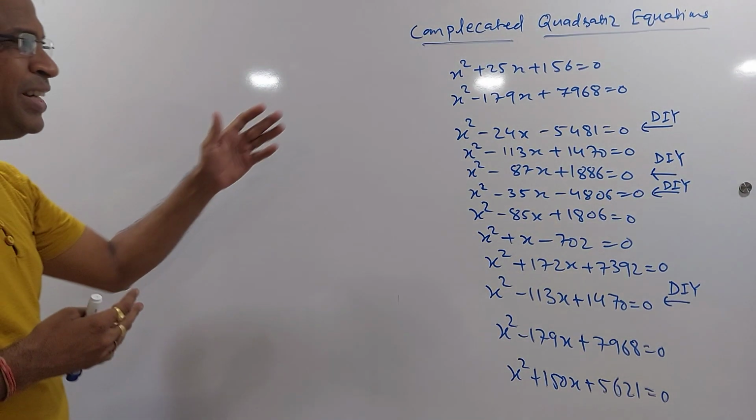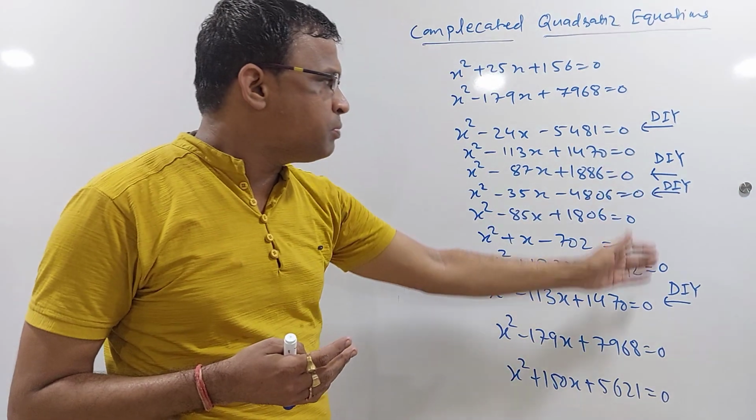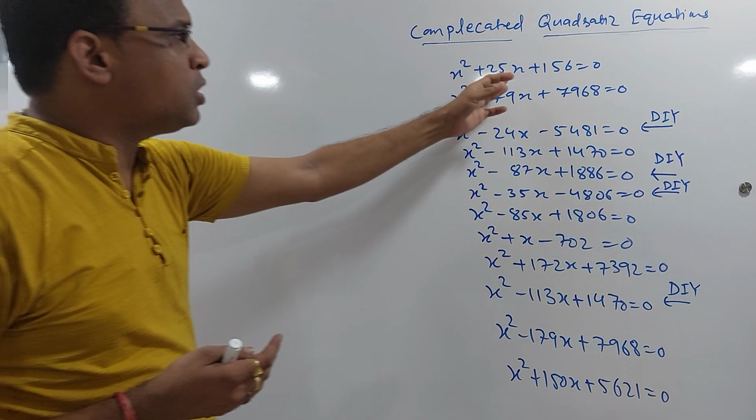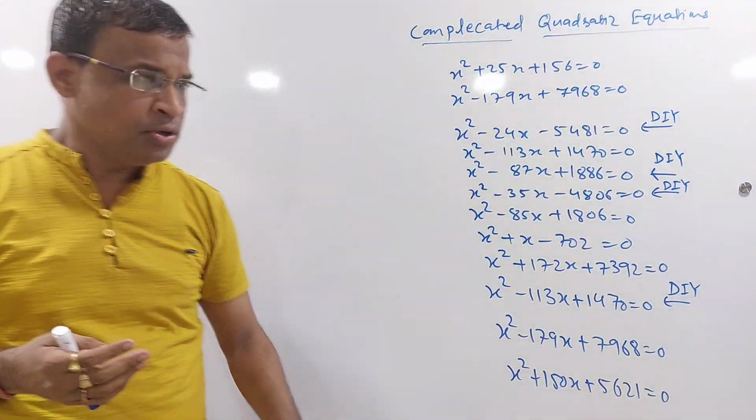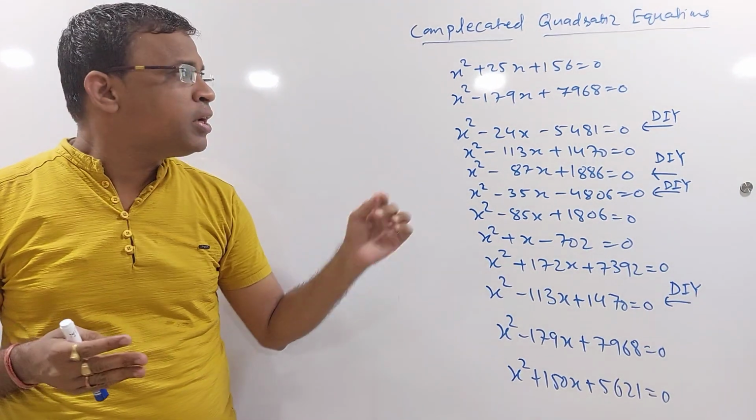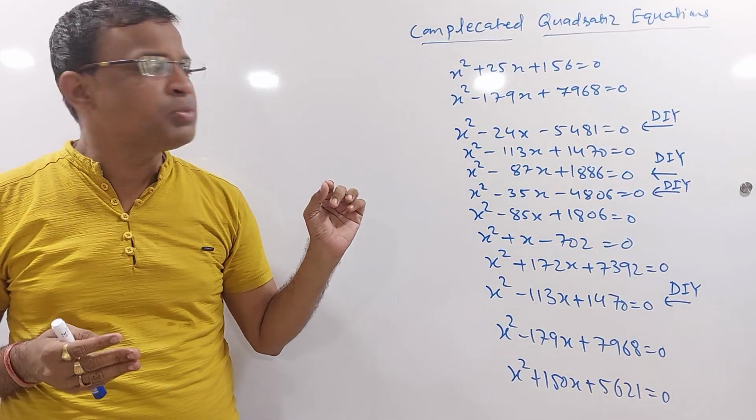So step by step we will take all the questions, and there are some DIY for you guys. So let us start with the first question. x square plus 25x plus 156 is equal to 0. I am just splitting the middle term. I am not using any formula and all that. It is just splitting the middle term that I am using.